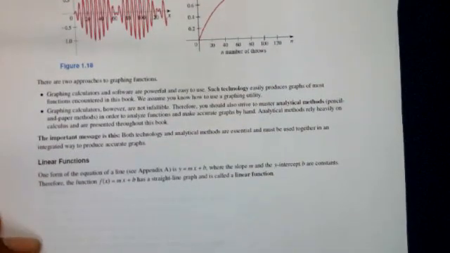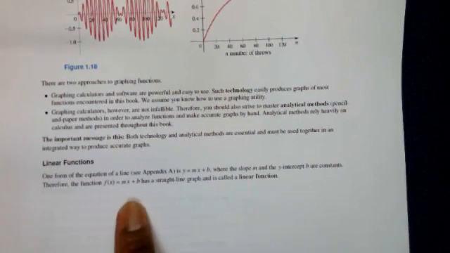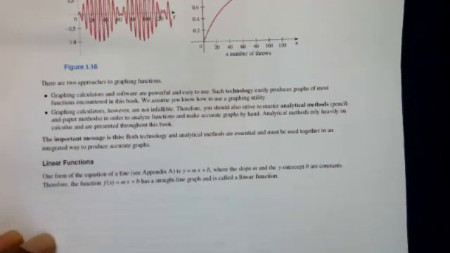All right. And now for linear functions. One form of the equation of a line is y equal mx plus b. Here, the slope is going to be m and the y-intercept will be b. Those are constants. Therefore, the function f of x equal mx plus b will have a straight line graph, and we call that a linear function.